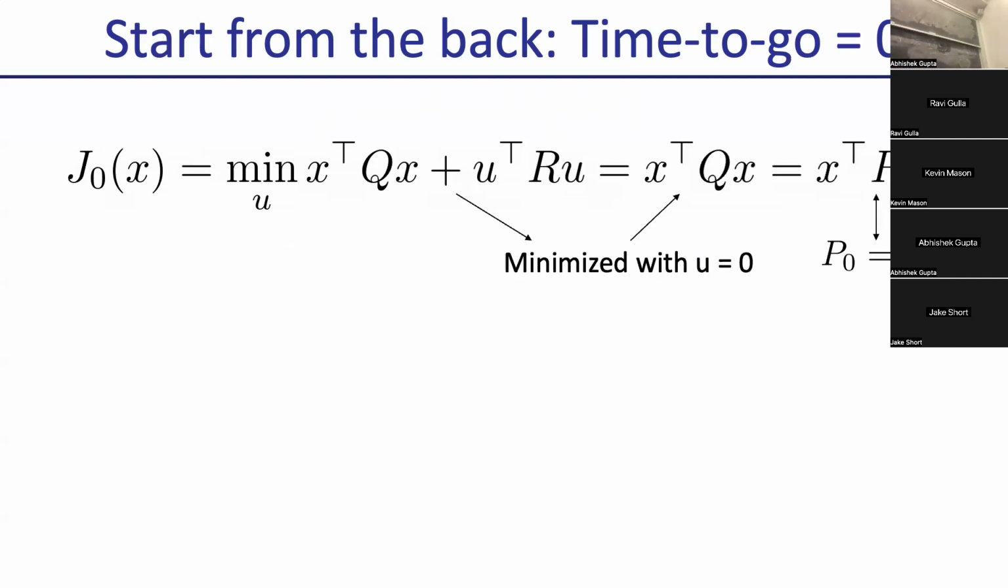Okay, so that is the last time step. If we typeset that, we can say U is going to be equal to 0. U equal to 0 plugged in, second term goes to 0. Your cost is just equal to X transpose QX.